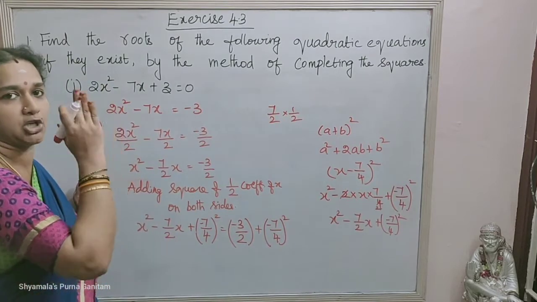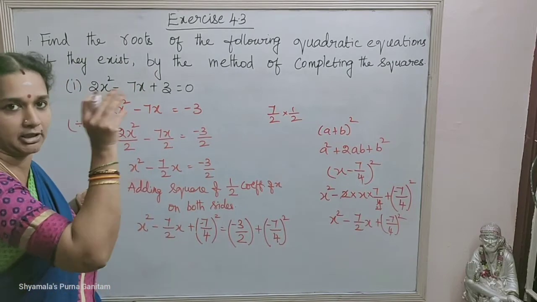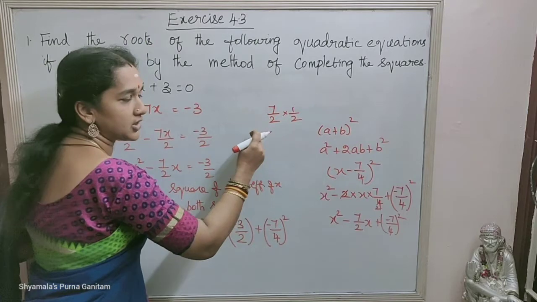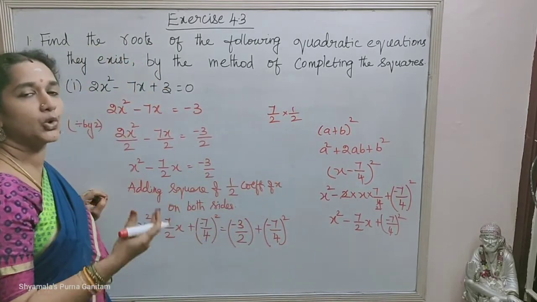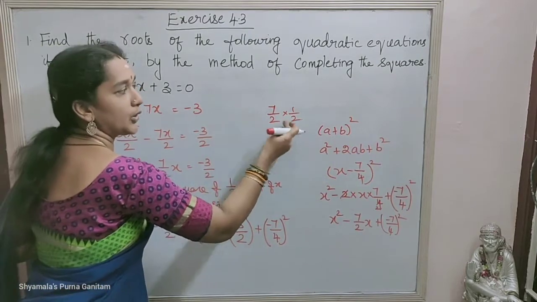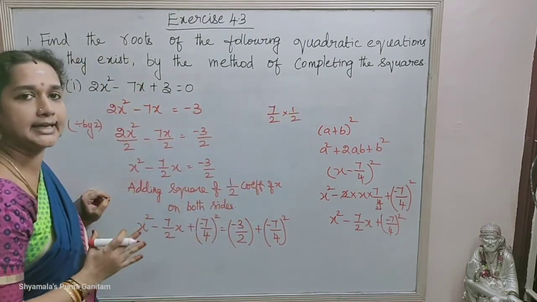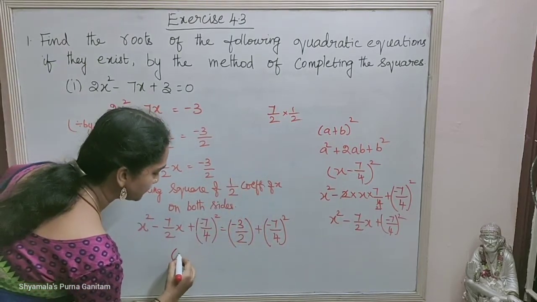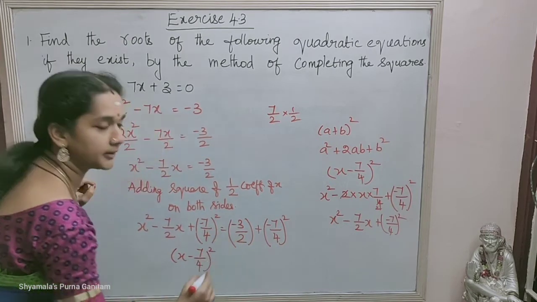Half of the coefficient of x, you do it in the rough column, then you write that particular number. If you make a mistake in this, since this is a fraction, it may be confusing. 7 by 2 into 1 by 2, half the coefficient of x. If you do it, simplify it and write it again, it will be easy. So, this one is of the form x minus 7 by 4 the whole square.